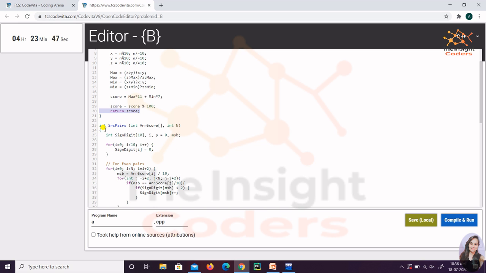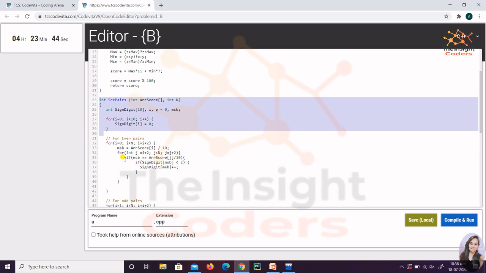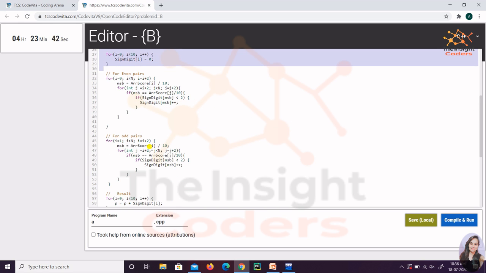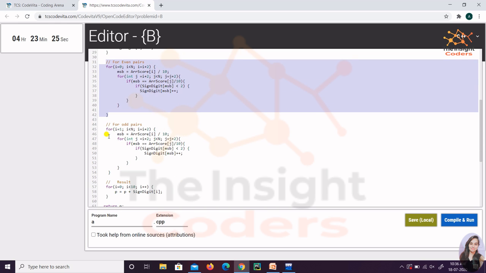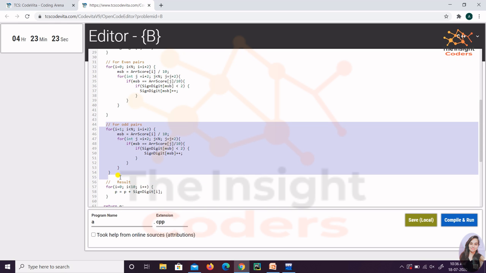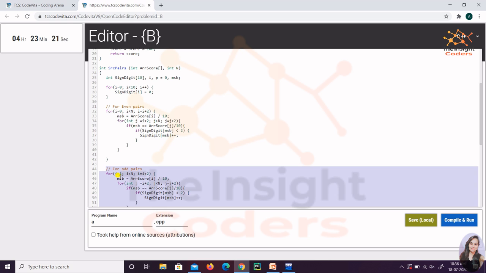Well, there is one more function, that is SRC pairs. What actually is going on here? Initially, for all the sign bits that I have shown you in the last slide, for each and every sign bit, that is 0, 1, 2 till 9, we have kept the sign bit value as 0, that means initialized it by 0. It will work differently for the even pairs, while it will work differently for the odd pairs. Let's see how it works.